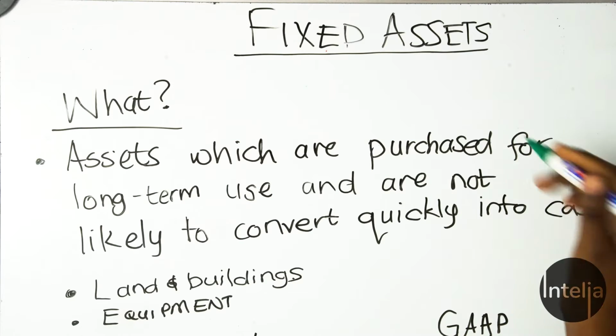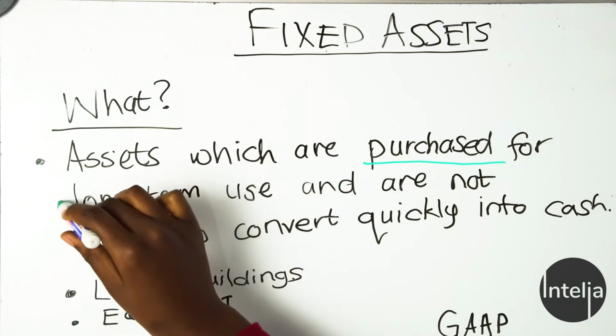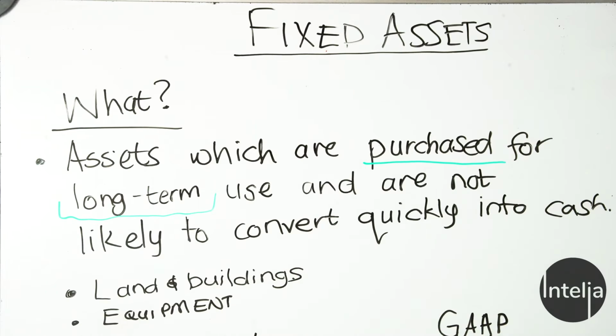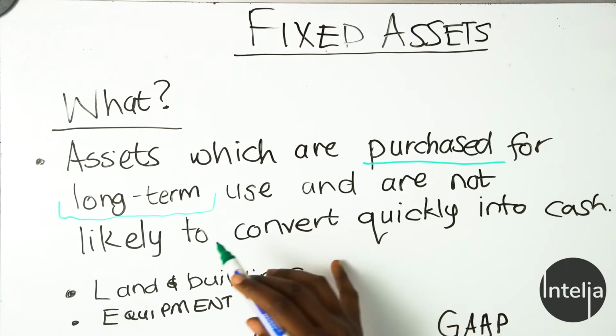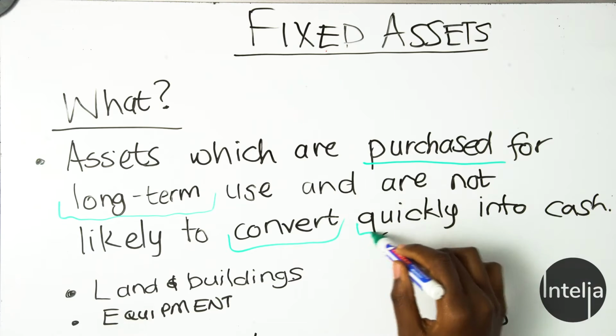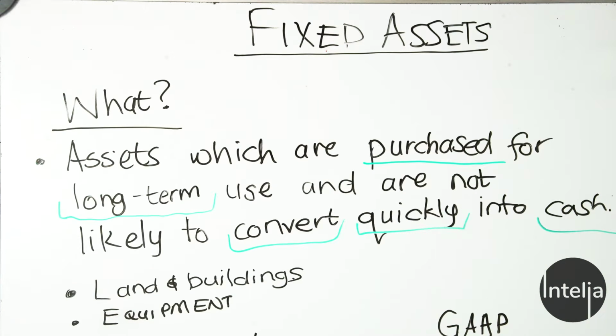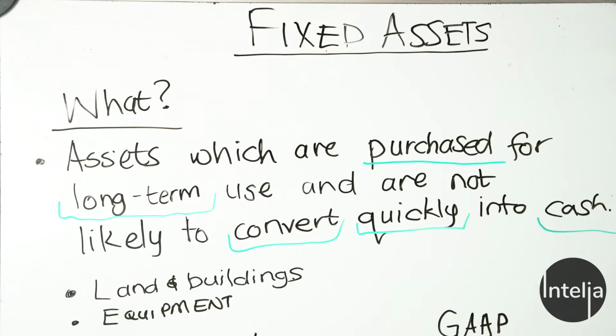Fixed assets are assets which are purchased for long-term use, which is the operative word, and cannot be quickly converted into cash. Like we spoke about in previous lessons, if something is referred to as short-term, it can be converted to cash, sold, bought or paid off in a space of 0 to 12 months. Whereas if it is long term, it takes longer than a year to pay off that debt or sell that asset, right?